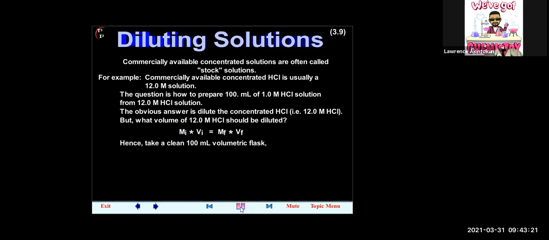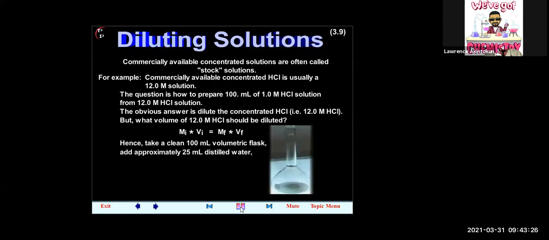Take a clean 100 milliliter volumetric flask, add approximately 25 milliliters distilled water, then carefully and slowly add 8.3 milliliters 12.0 molar HCl solution. Remember, always add acid to water very slowly. Add more water to bring the total volume to 100 milliliters.